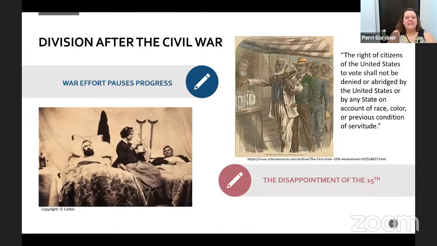That division, right? The Civil War creates division, right? Women have to put their interests aside for the time being and serve, as we see in this image here, in various capacities during the Civil War. And then post-Civil War, they deal with that disappointment of not seeing the victory that they thought they were going to be able to achieve when they worked so closely with abolitionist movements for so long.